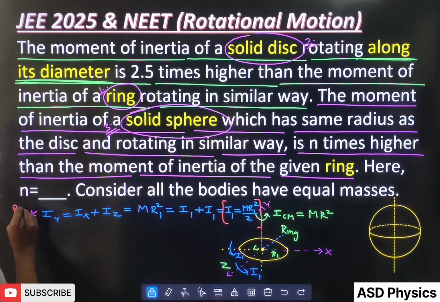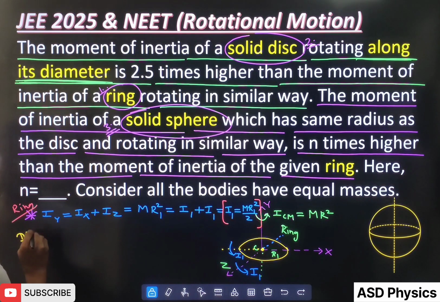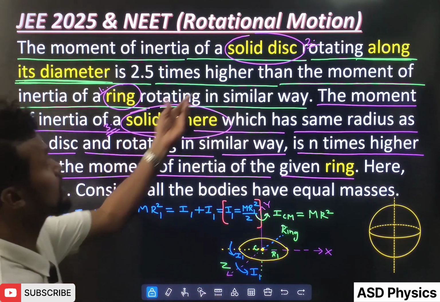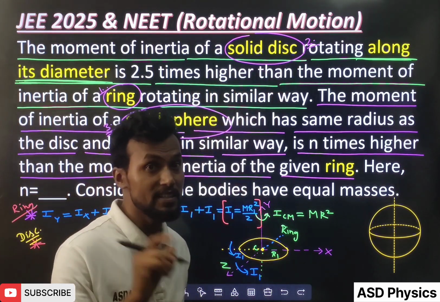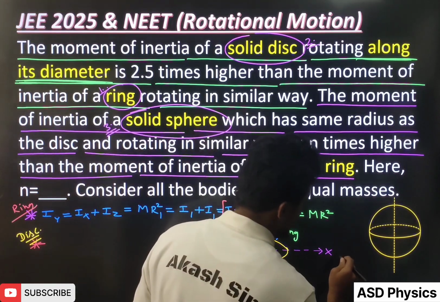This is for the ring, the first body. Next, after that, if I talk about the disk, the second body that I have taken here is the disk. For the disk you know very well, the disk will look like this.